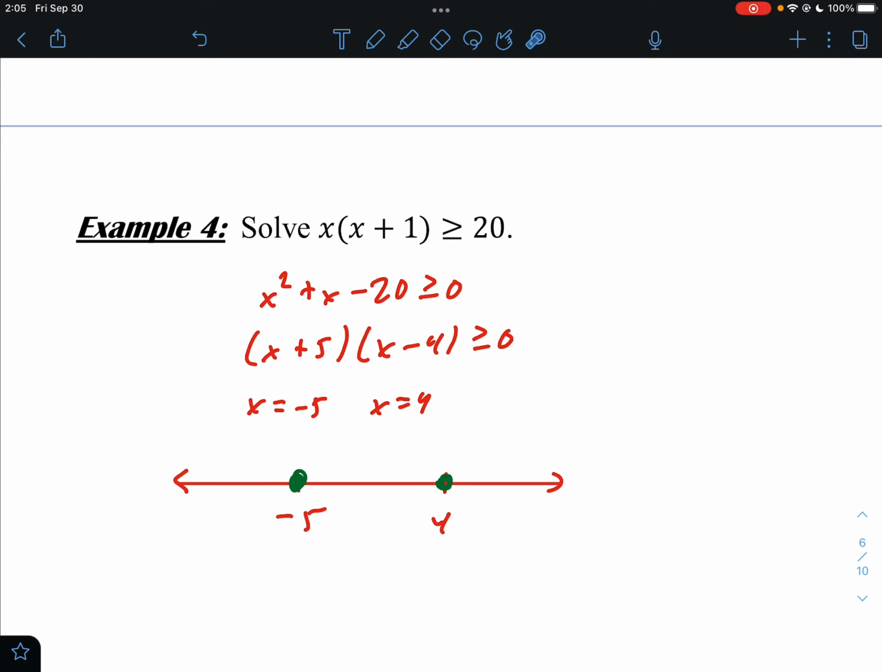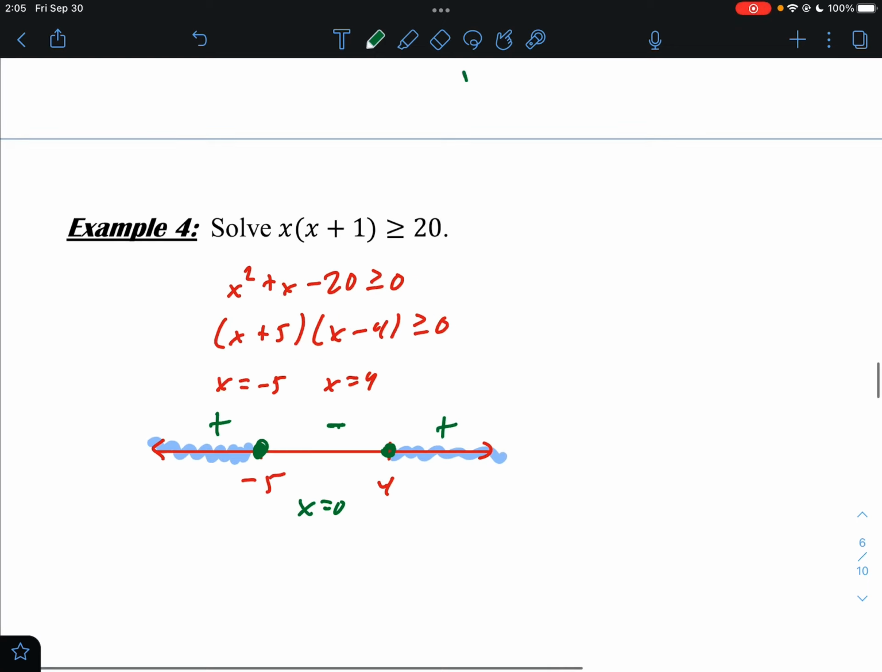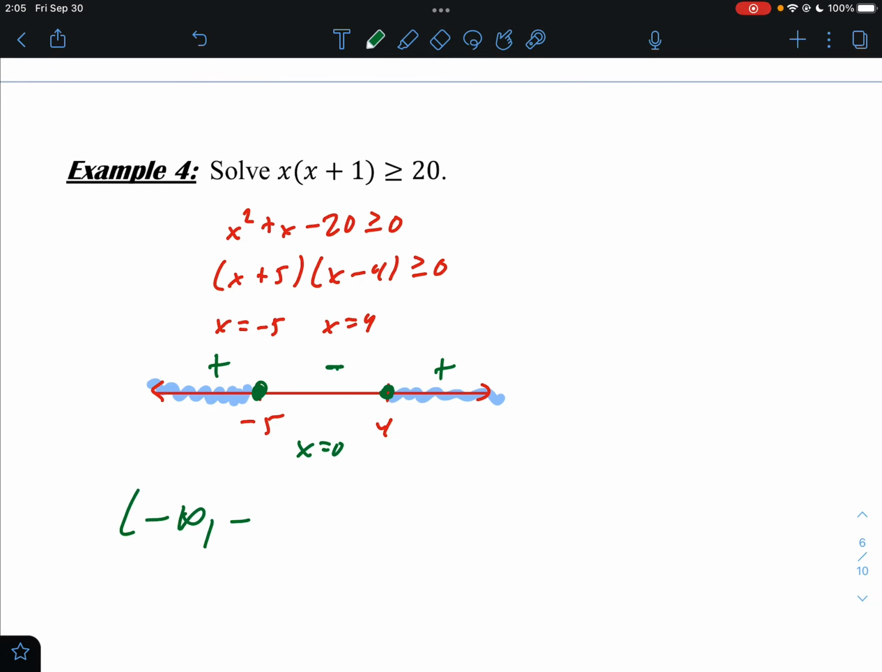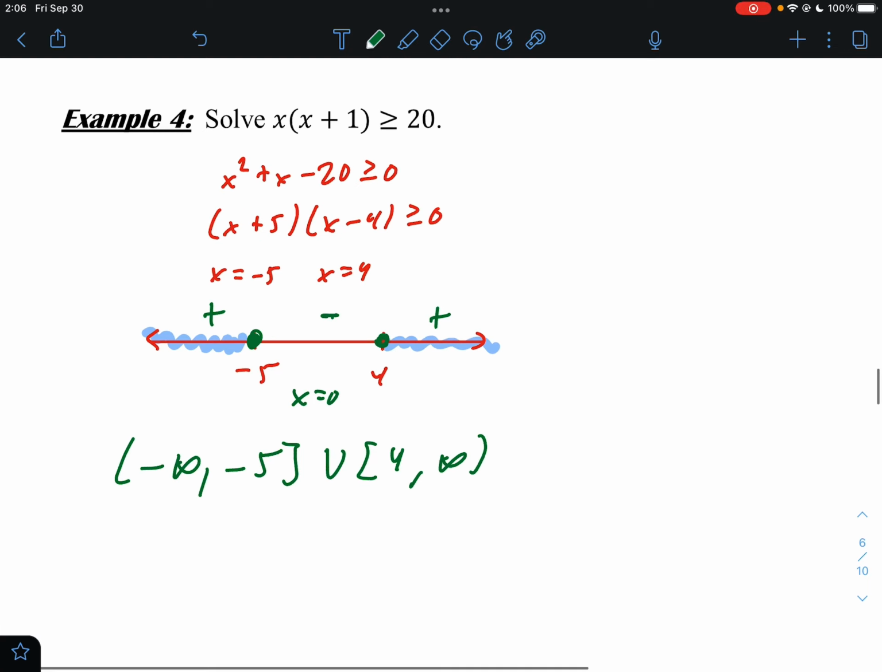If I pick a test point, maybe x is equal to 0 as my test point, and put it back into here, I get a negative answer. Both these are coming from one multiplicity, so odd, so both times we will cross over, we will change. Our answer is where it's greater than or equal to 0. So our answers are -∞ to -5, closed bracket, union, closed bracket, 4 to infinity. All right, or we can say x is less than or equal to -5, or x is greater than or equal to 4 in inequality notation.